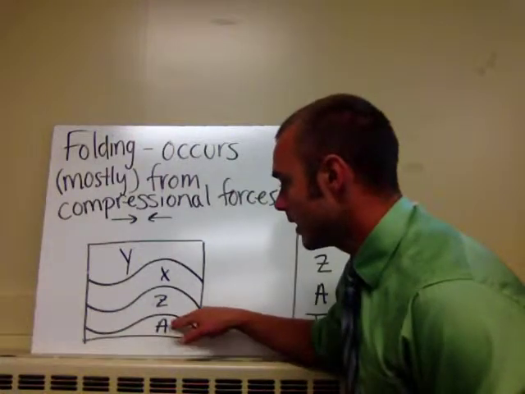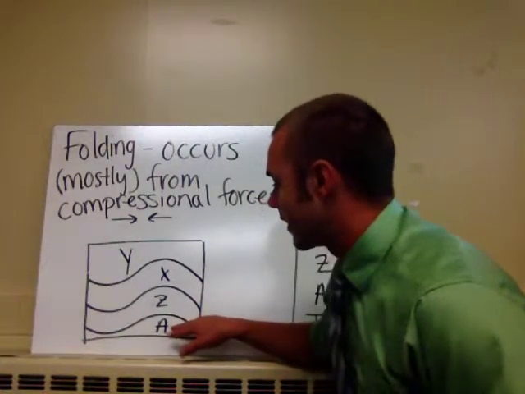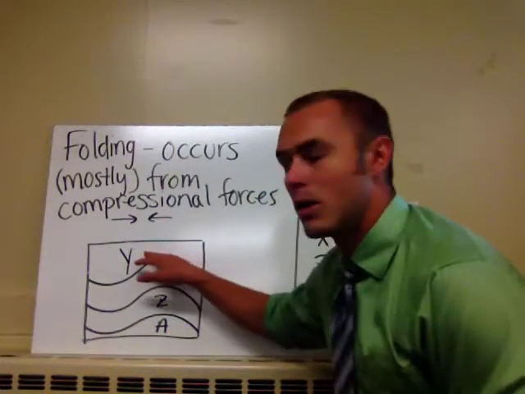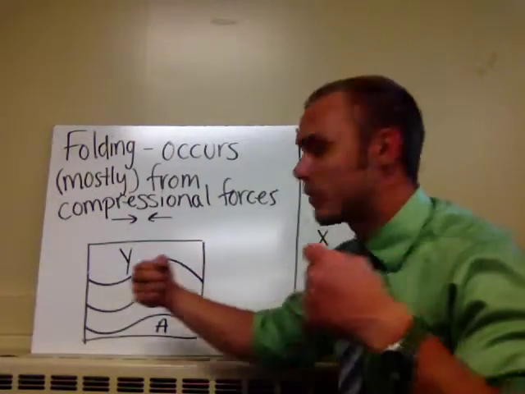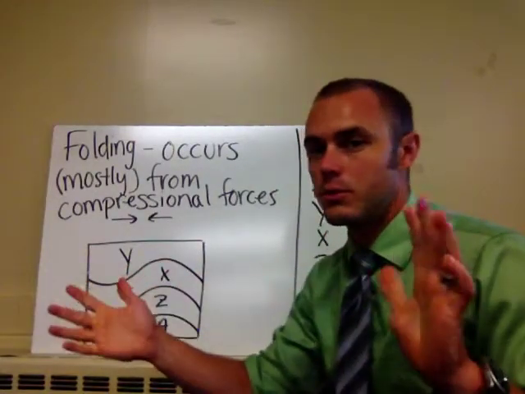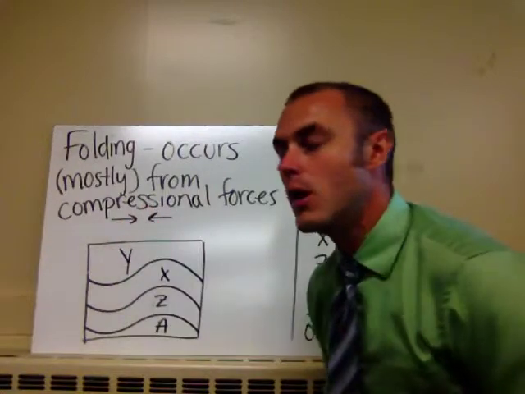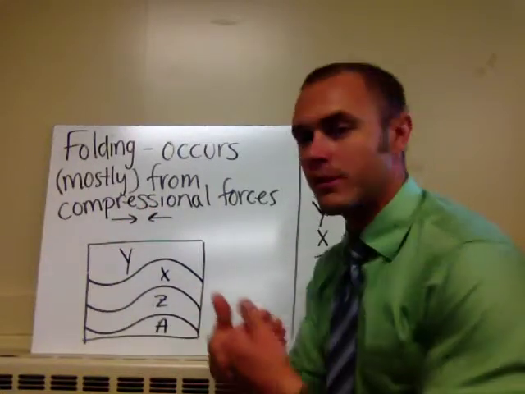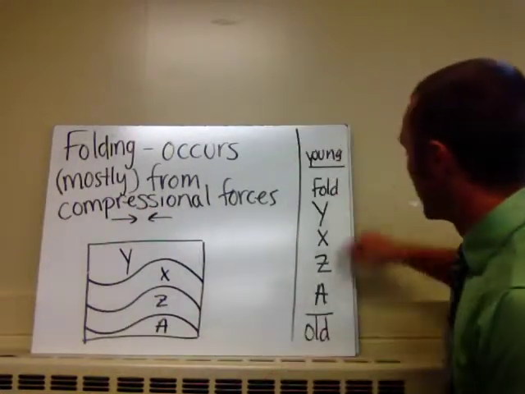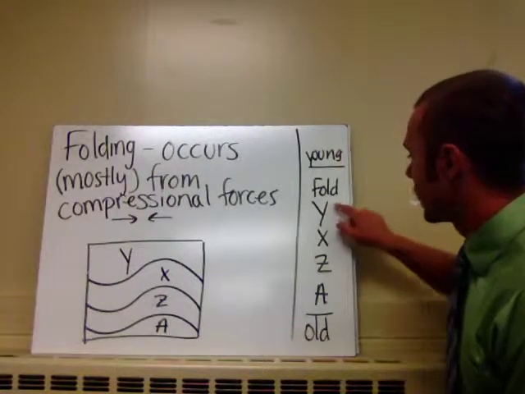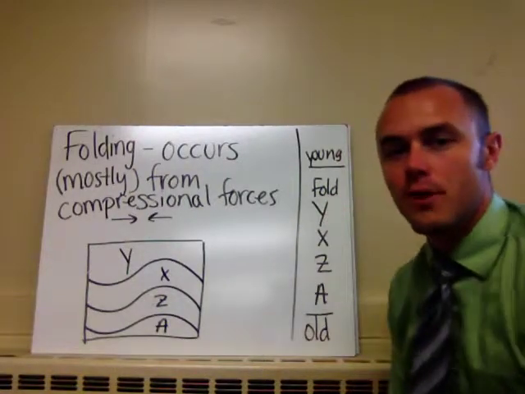So here you would say layers A, Z, X, Y were deposited. Then there was a folding event, so some sort of earthquake or something caused them to fold but not actually break apart and fall. So write them out: A, Z, X, Y, and then you write out the word fold.